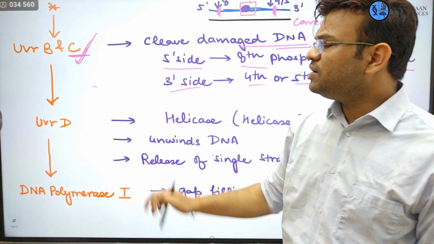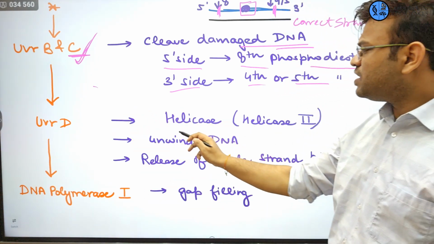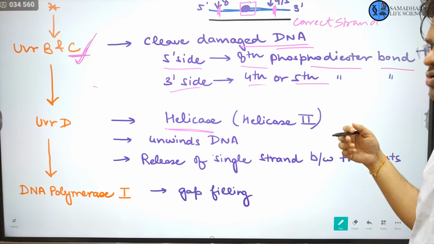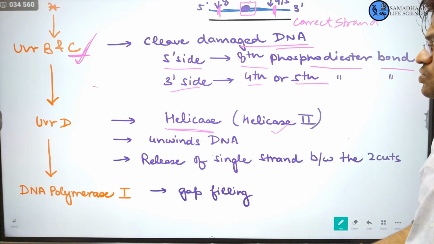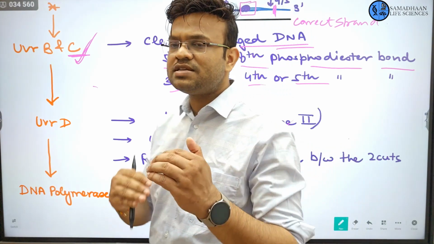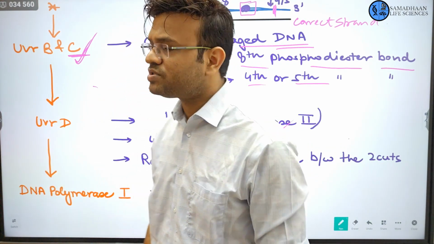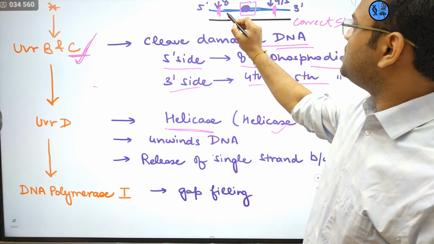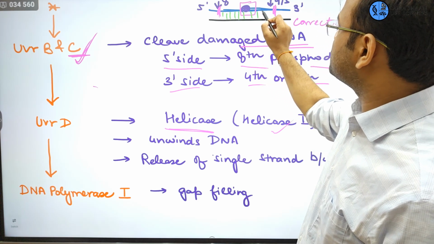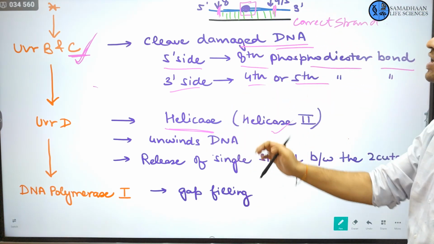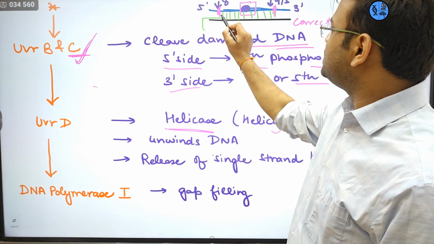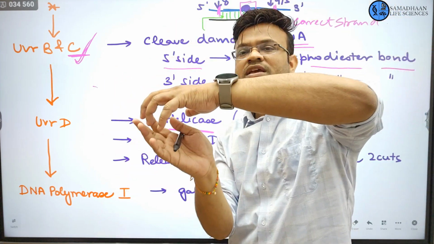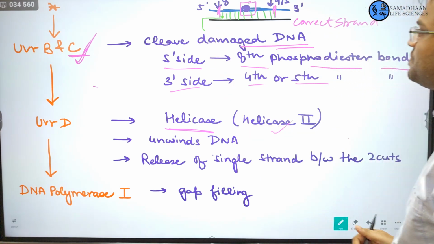Now, UvrD, what would UvrD do? UvrD functions as a helicase. Now, what does helicase do? The function of helicase is to break the hydrogen bonds between the two strands. Obviously there will be hydrogen bonds present between the strands, and UvrD would cleave these hydrogen bonds so that the lesion is completely separated.